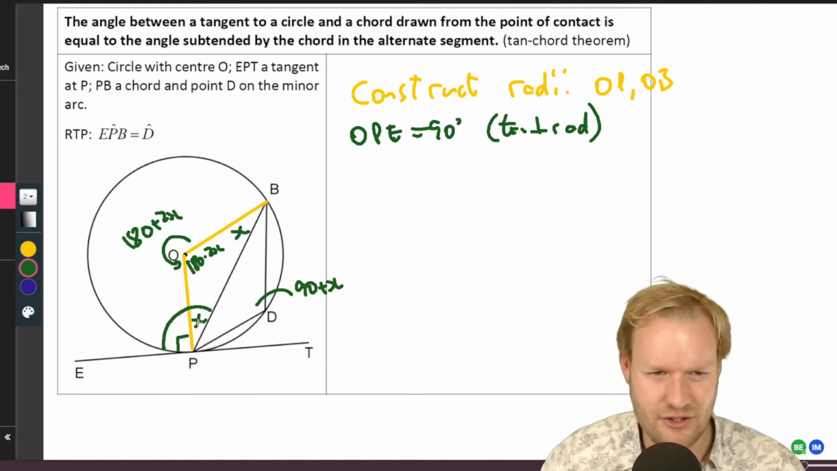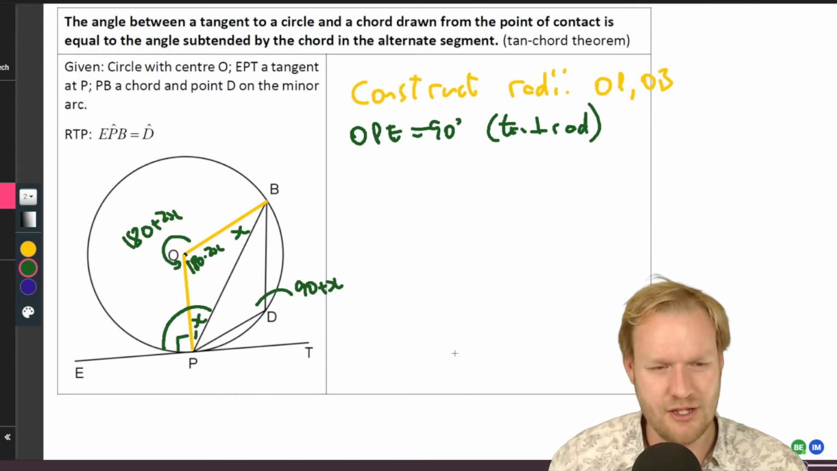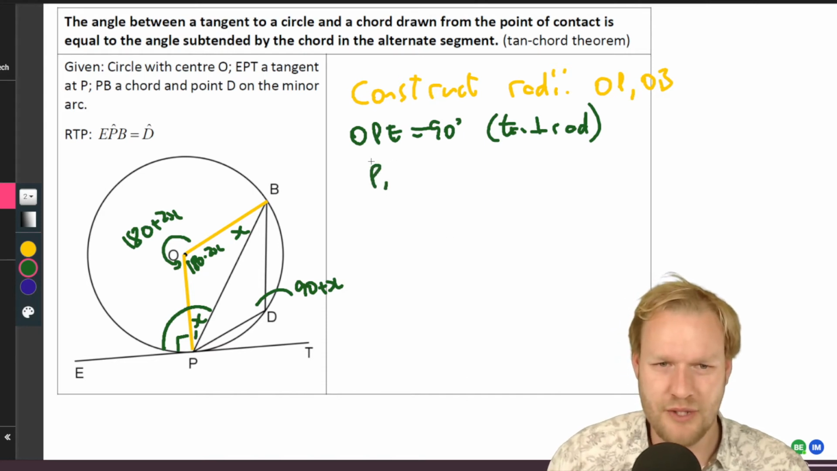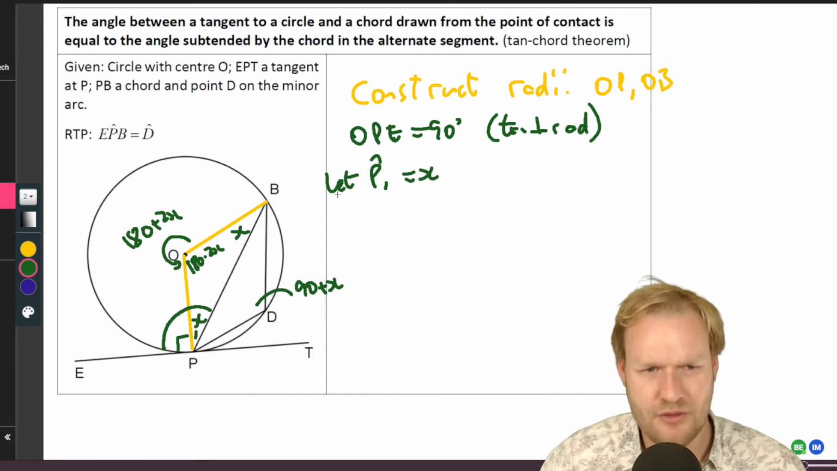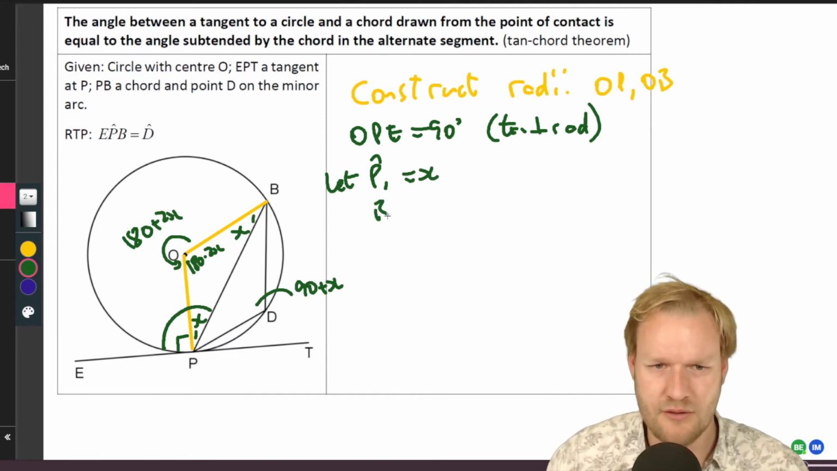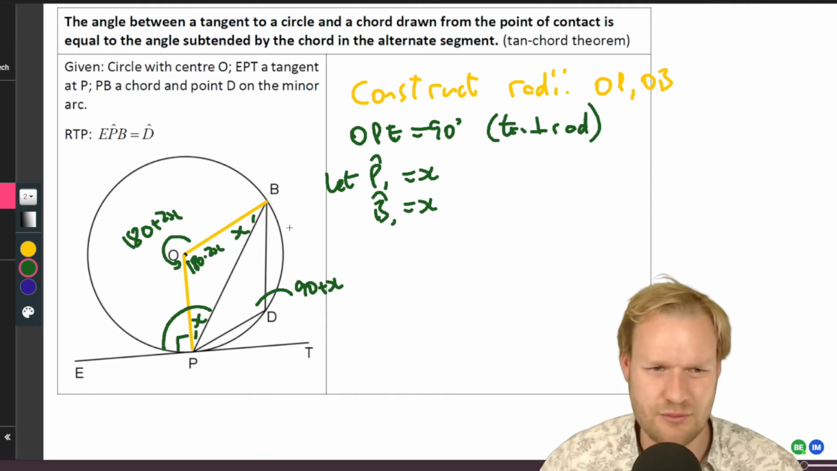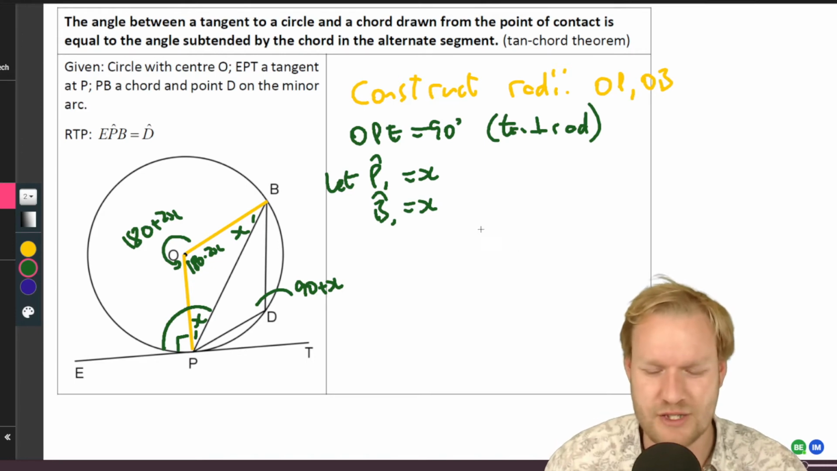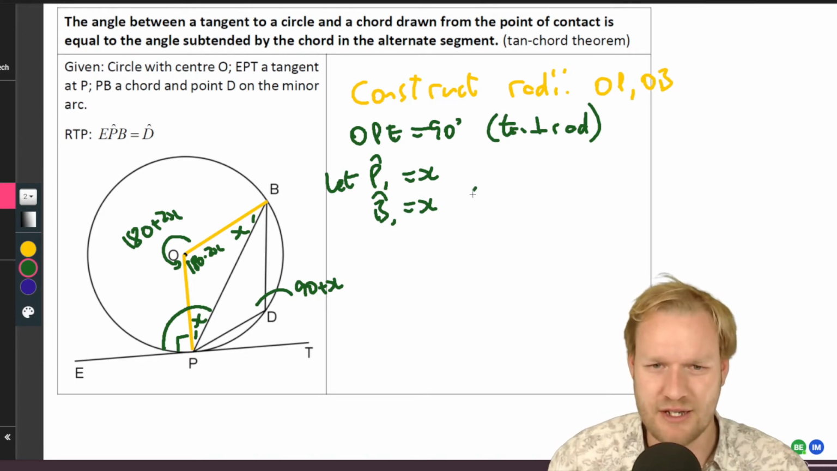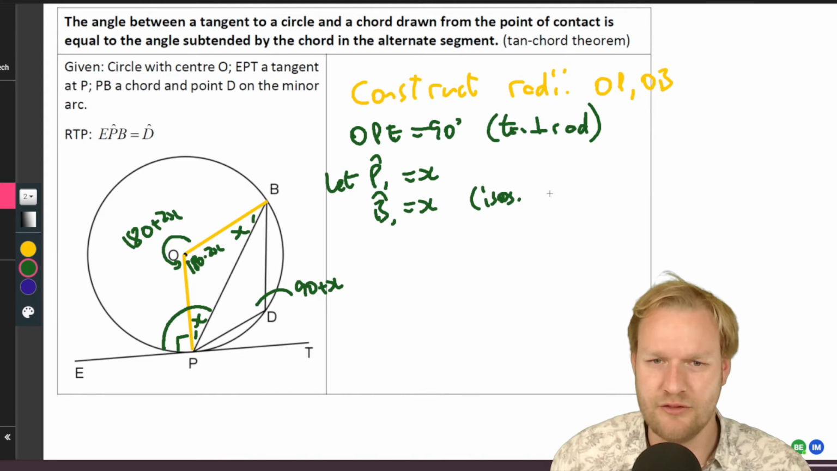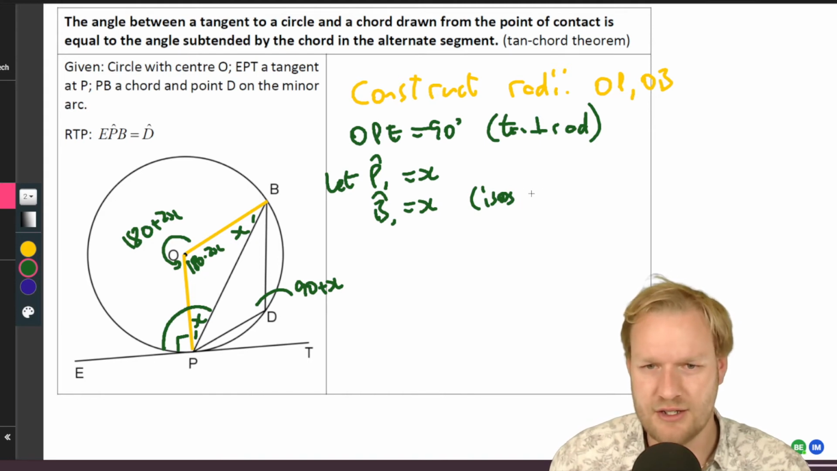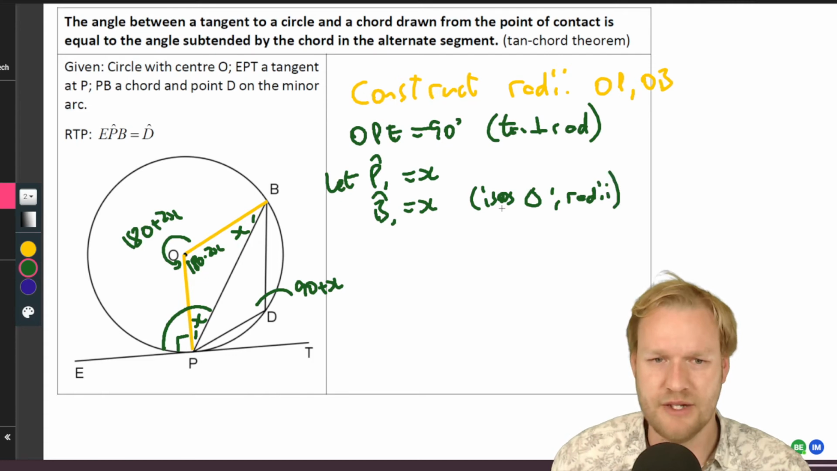And then this angle here, I'm going to call it P1. So P1, we're going to let that equal x. Therefore, B1 is also x. Now, you don't have to do it with x's, but I think it's a lot easier to keep track of which angles we're dealing with here. So B1 is x. The reason is because we've got yet another isosceles triangle with those radii that haven't been drawn.